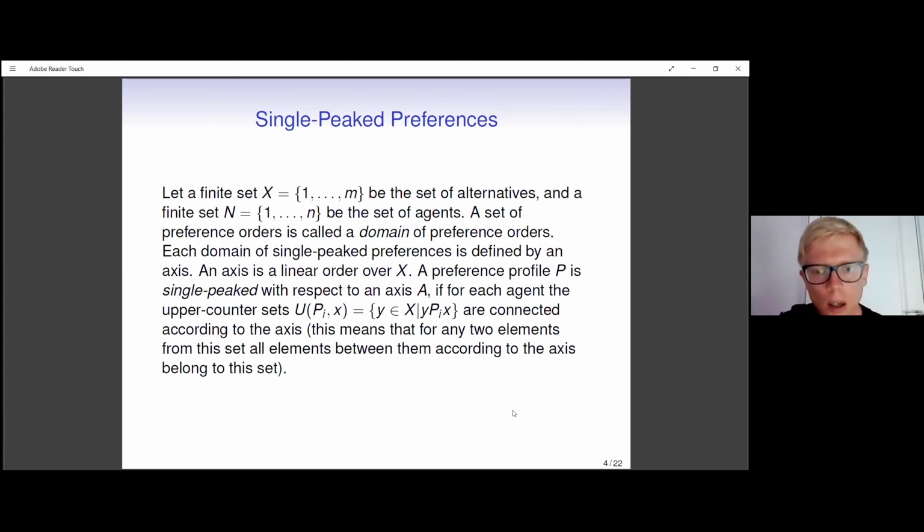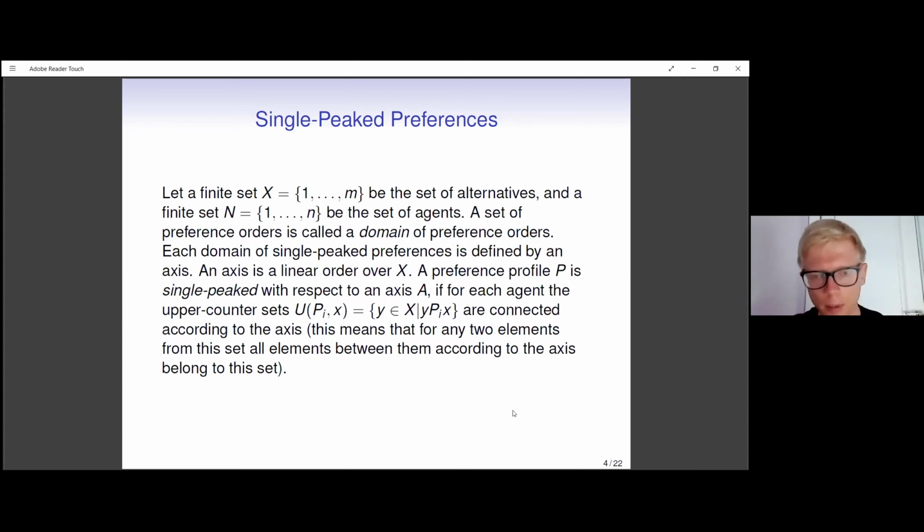I think that all of you know the definition, but let me just remind us. We have a finite set of m alternatives and a finite set of n agents. A set of preference orders is called a domain of preference orders. When we talk about a preference profile, it is a multiset where some preference orders are repeated. So a domain is a set of different preference orders, and a preference profile is a multiset with some repetition of preference orders. Each domain of single-peaked preferences is defined by an axis. This axis is a linear order over X, and a preference profile is single-peaked with respect to this axis if each agent's upper contour sets are connected according to this axis. So in some sense, it is a convexity condition.